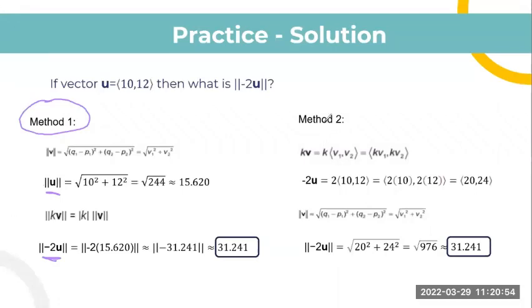Method 2 is if we take our original vector and we first multiply it by that scalar. So remember, when you multiply a vector by a scalar, you're just multiplying each component. And I noticed I dropped the -2 somewhere, or the negative, so this should be a negative in there.